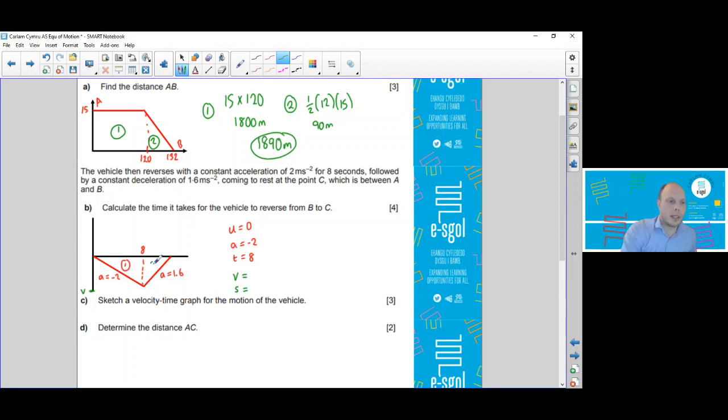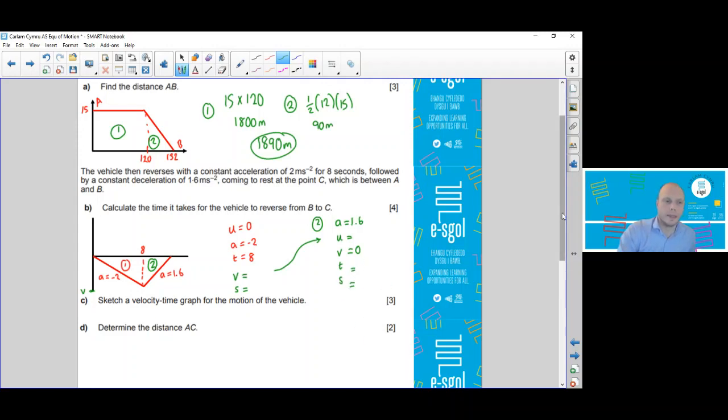For section 2, we know that a is 1.6 already, and I put that in as positive because it's coming back towards 0 from a negative value. You can tell from the graph it's positive. We'll know u already because it's from there, look. And we know that it's going to come to rest, so v is 0, and you need to find t, and you need to find s for those 2 sections.